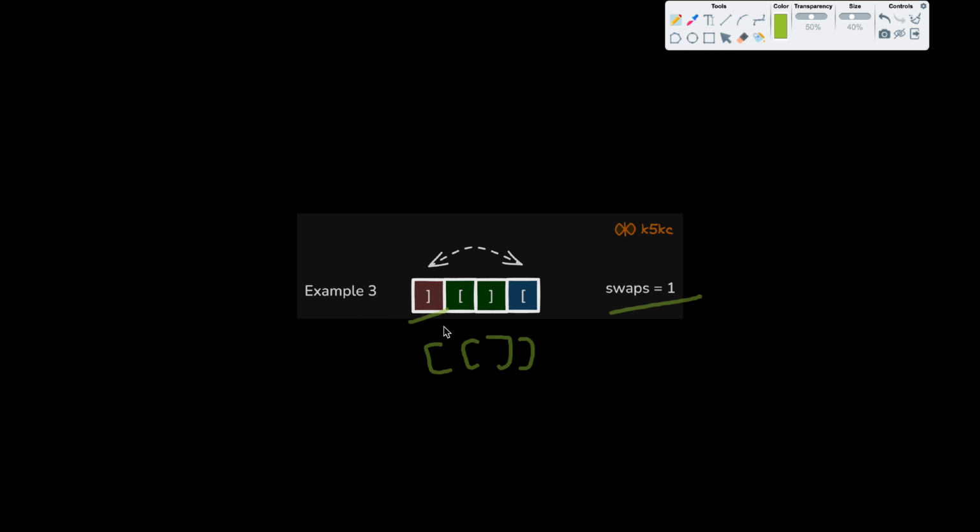Also, this was an easy example because we only had one swap and one imbalance to fix. And in this example, it looks like there is a 1-to-1 ratio between swaps and imbalances. But let's look at more examples before we draw any conclusion.